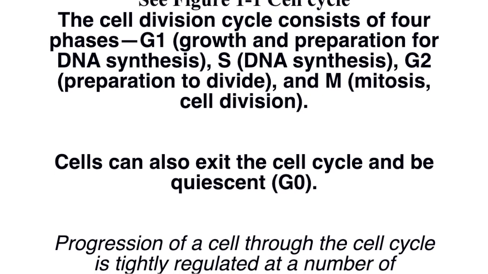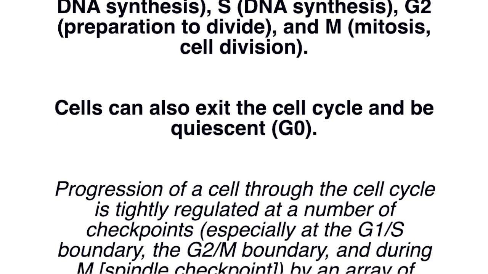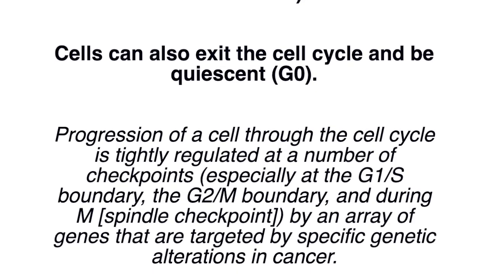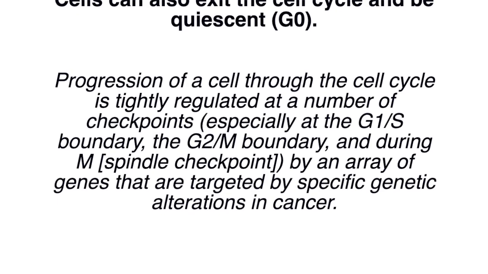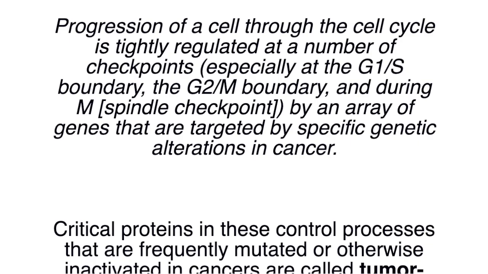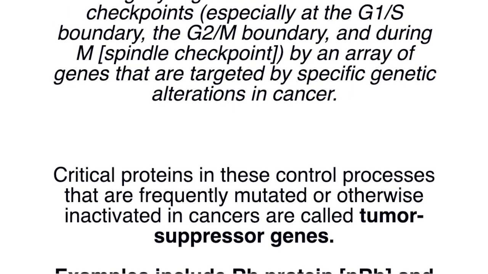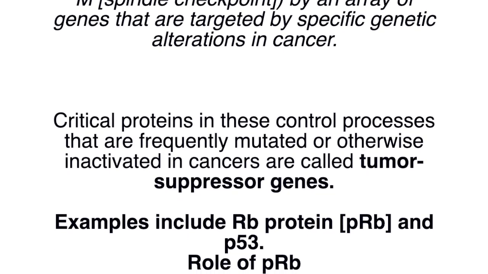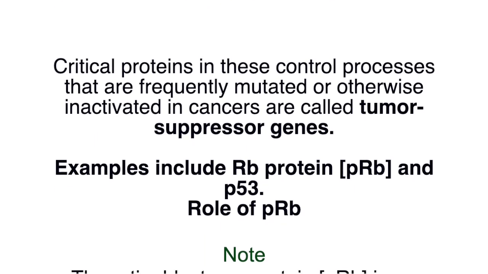Progression of a cell through the cell cycle is tightly regulated at a number of checkpoints, especially at the G1/S boundary, the G2/M boundary, and during M, that is the spindle checkpoint, by an array of genes that are targeted by specific genetic alterations in cancer. Critical proteins in these control processes that are frequently mutated or otherwise inactivated in cancers are called tumor suppressor genes. Examples include RB protein, pRB, and P53.